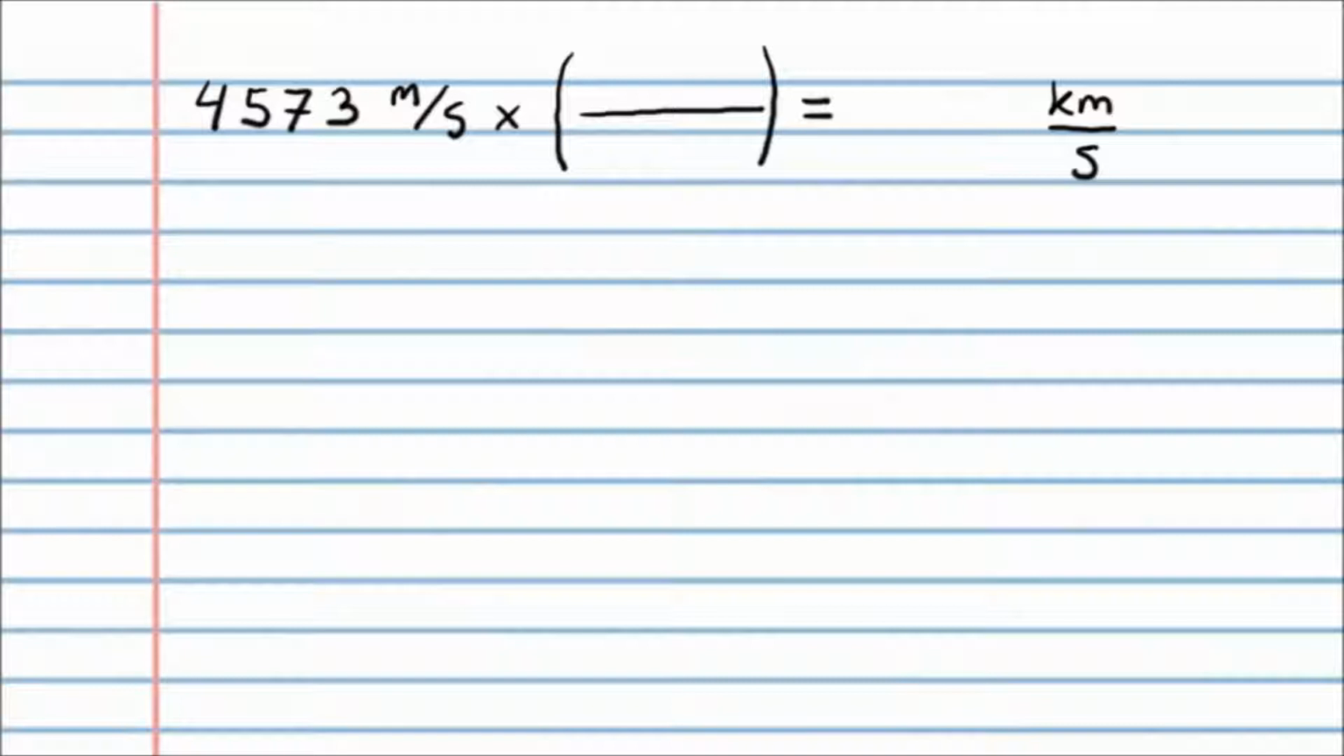So pause the video for a moment to think about this. Where should the meters go in our conversion factor? Top or bottom? If you said that they should go in the bottom, then I agree with you. Because by putting meters in the bottom, they should cancel out with the meters on the top in the original expression. So now we just need to fill in how many meters are in 1 kilometer. And that's 1,000. So 1,000 meters equals 1 kilometer. And now you can plug this into your calculator and see what the answer is supposed to be. And that's 4.573 kilometers per second.